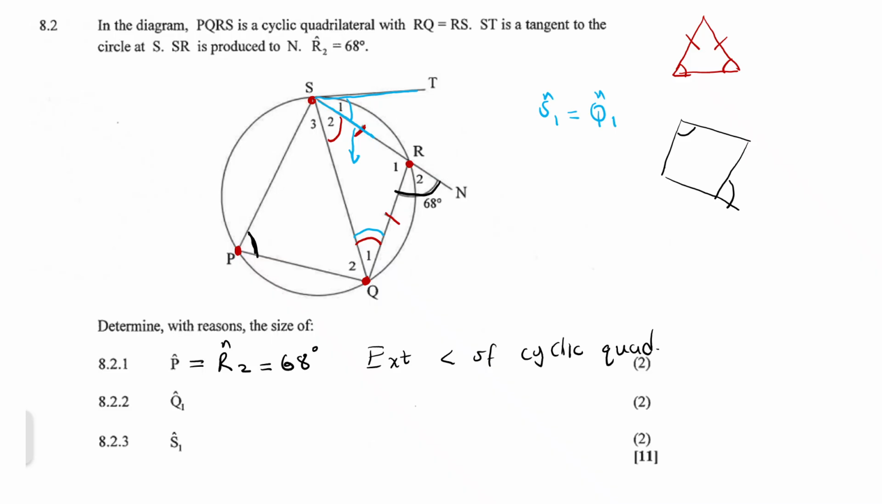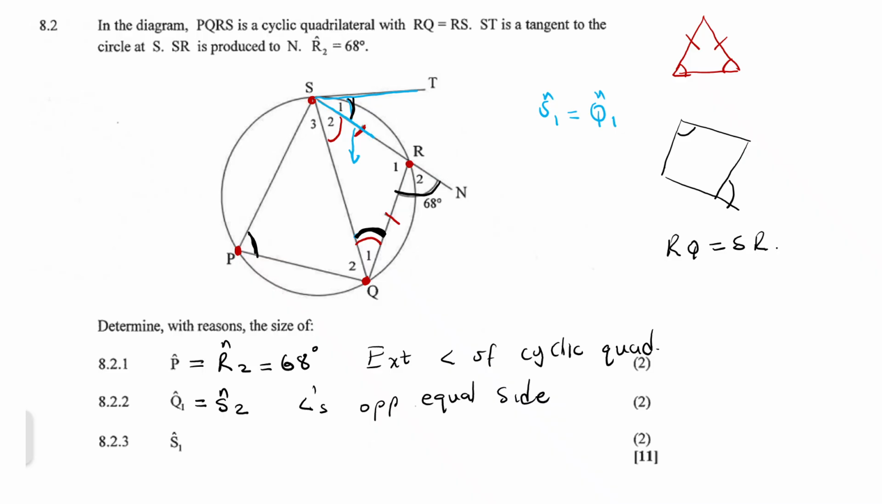Right, so let's answer the next question. What is angle Q1? So we already know that angle Q1, this angle, is equal to angle S1. Oh, angle Q1 is equal to S2. Let's start there. Angle Q1 is equal to S2. Reason, angle opposite equal side, because we have RQ equal to SR.